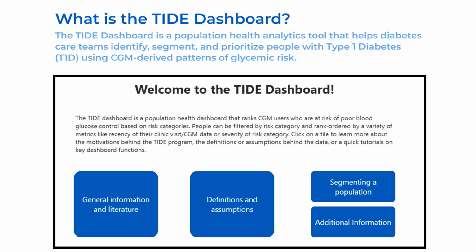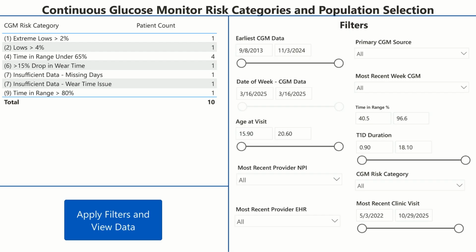The Tide Dashboard is a population health analytics tool designed to support diabetes care teams. It helps teams identify, segment, and prioritize people with type 1 diabetes based on CGM-derived patterns of glycemic risk. Rather than focusing on a single patient at a time, Tide is built to support population-level review, so teams can see where risk is emerging and decide where to focus attention first.